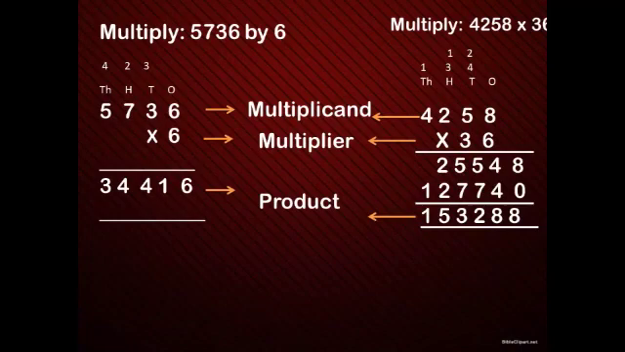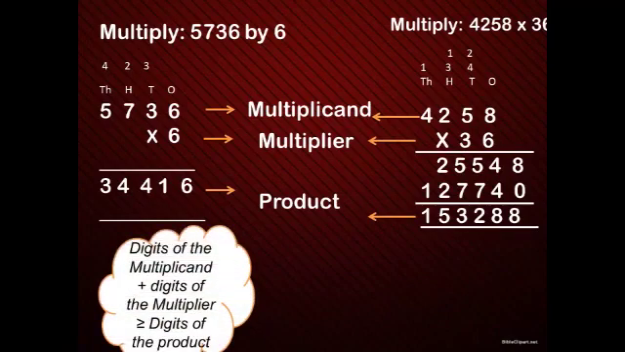8 plus 0 is 8, 4 plus 4 is 8, 5 plus 7 is 12. Then 7 plus 5 is 12 plus 1, 13, carry over 1. 2 plus 2 is 4 plus 1, 5. And bring down the 1. So when you multiply 4258 by 36, you get the product as 153288. Make a note of it, children.